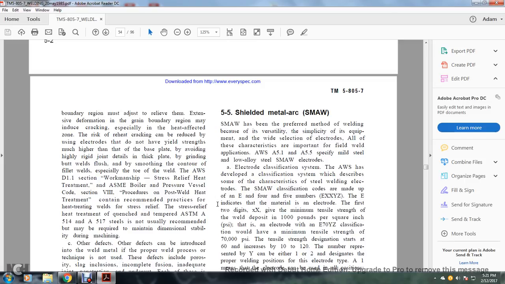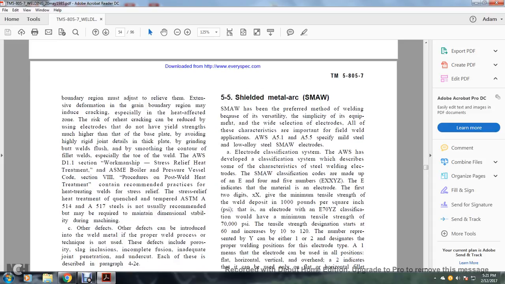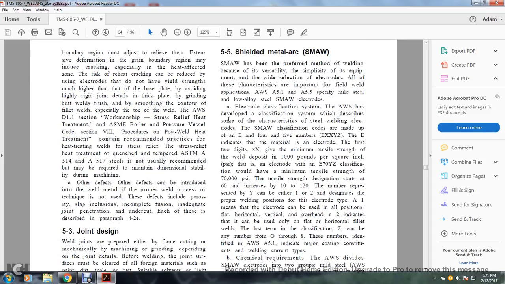Shielded metal arc welding has been the preferred welding method because of the versatility and simplicity of the equipment and the wide selection of electrodes. All of these characteristics are important in field weld applications. The American Welding Society specifications A5.1 and A5.5 cover mild steel and low alloy steel shielded metal arc welding.